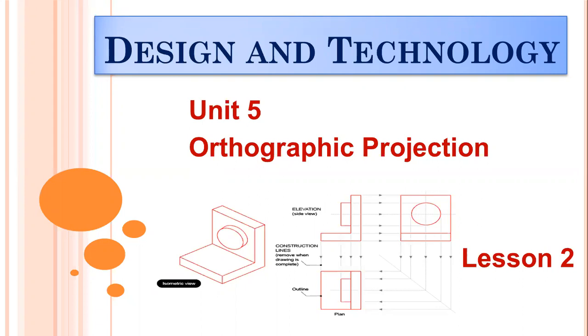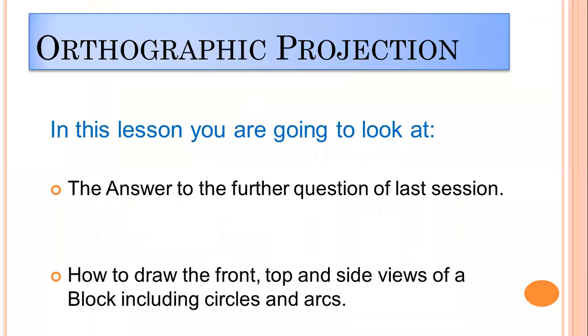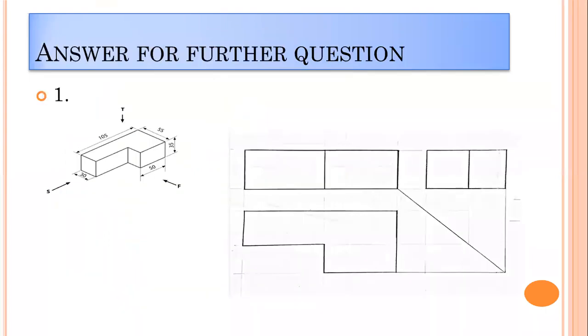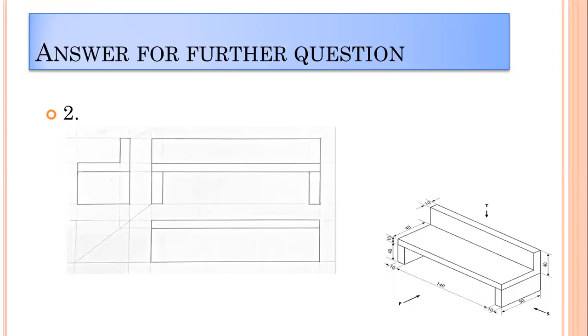In this lesson, we are going to learn more about orthographic projection. In this lesson, you are going to look at the answer to the further question of last session, how to draw the front, top and side views of a block, including circles and arcs. Here is how the answer for the first one is going to look like. This is how the answer for the second one is going to be.